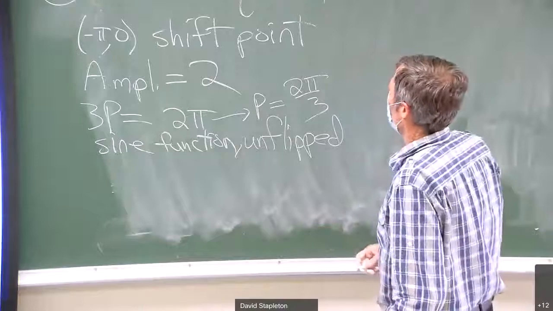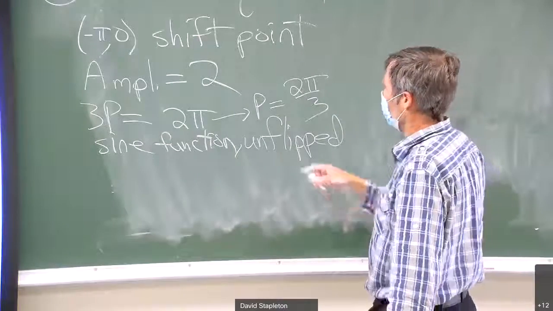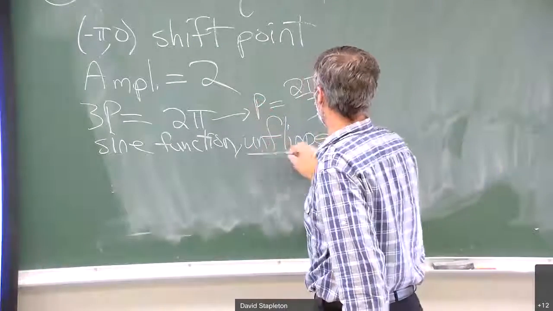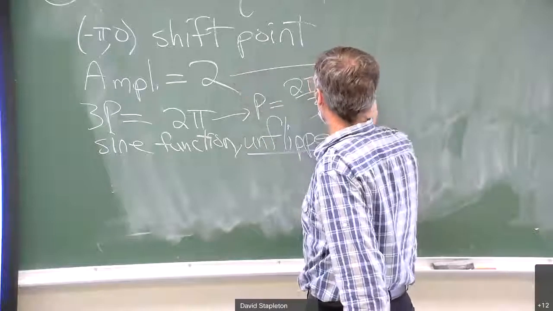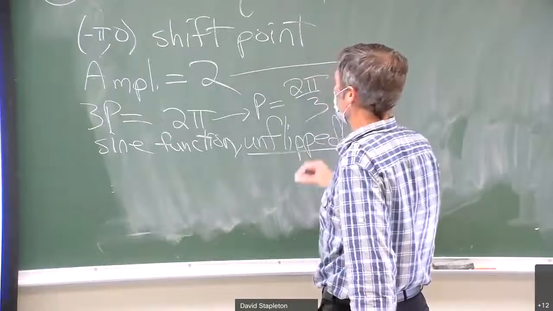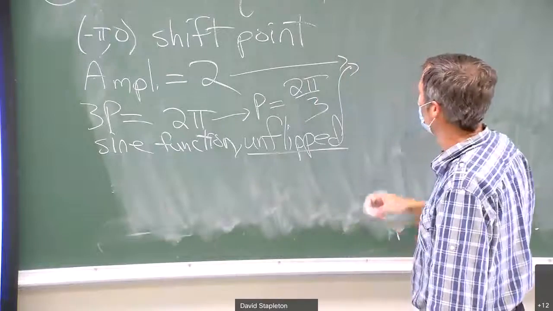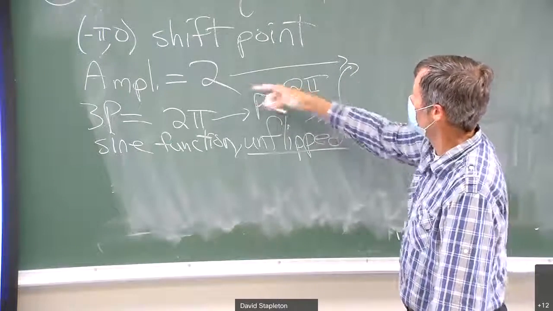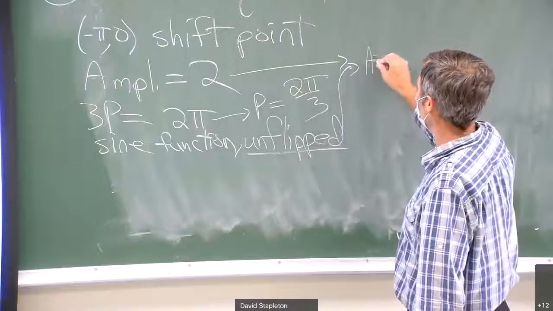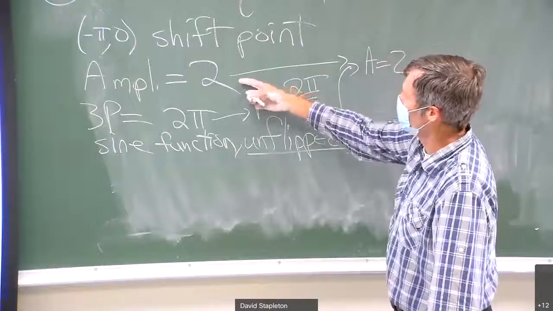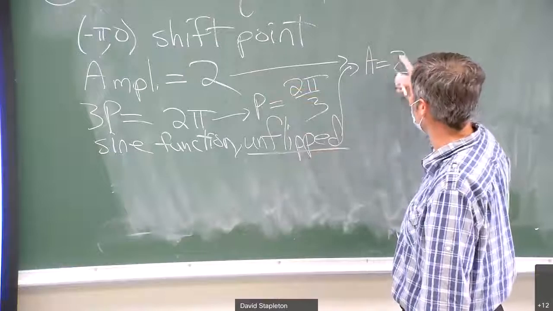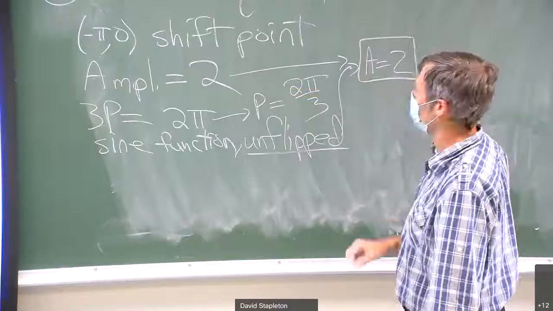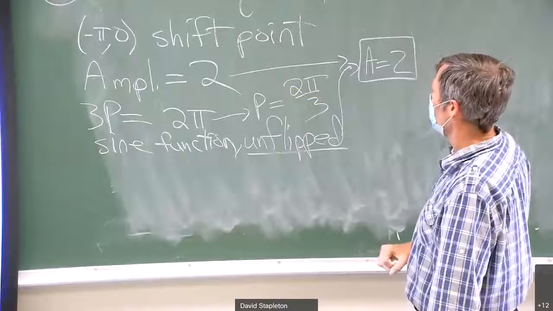Here's what you can do. You can say amplitude is 2 and it's unflipped. What does that tell you? Unflipped, amplitude 2. Yeah, it's positive because it's unflipped. And A is 2, right? So it says A equals 2. Amplitude 2 means A is plus or minus 2. If it's unflipped, it's plus 2. So there I've got amplitude is 2 from those two.